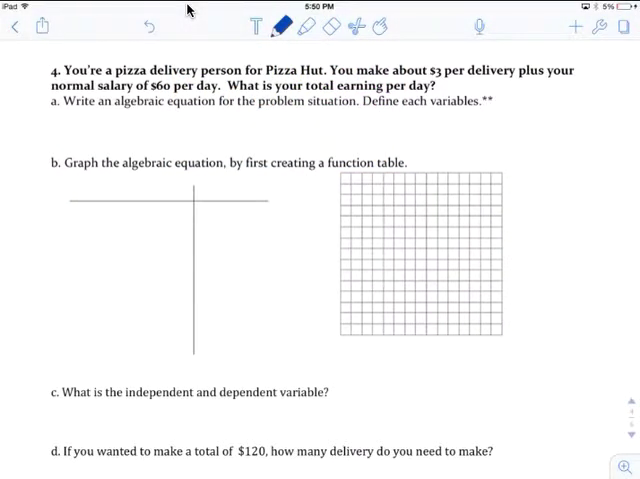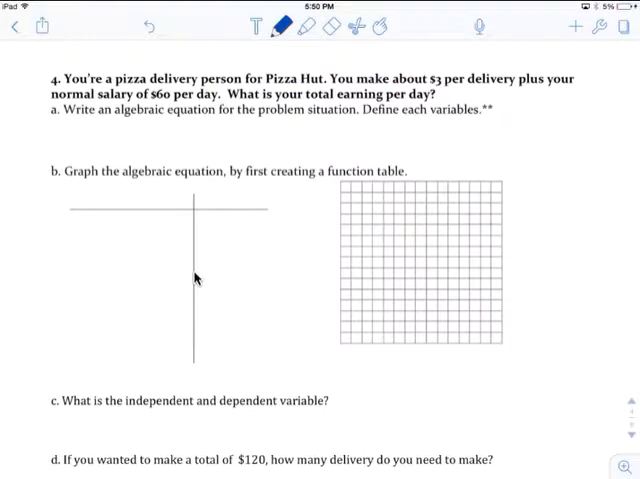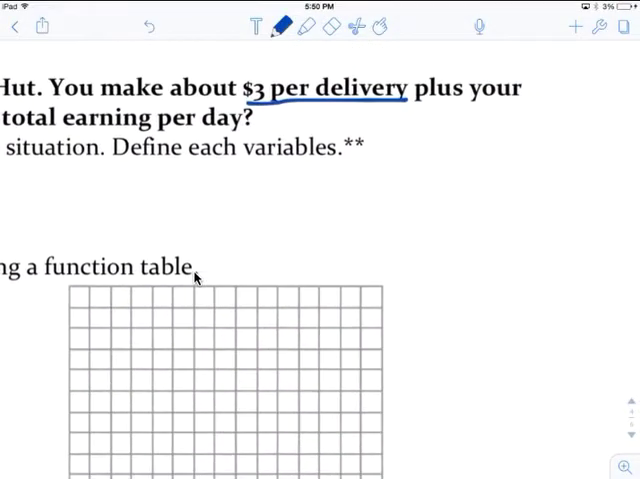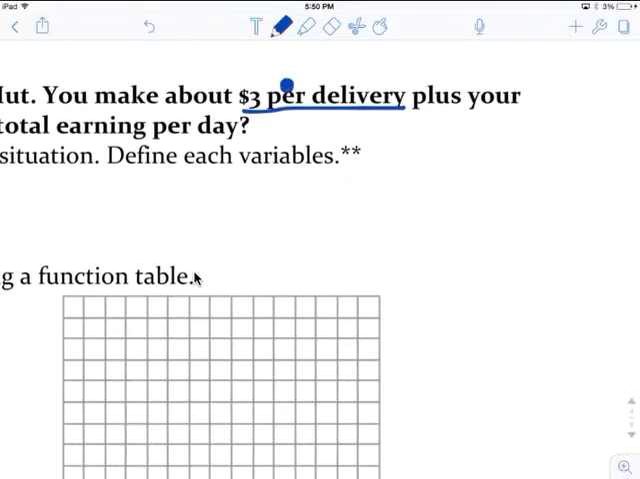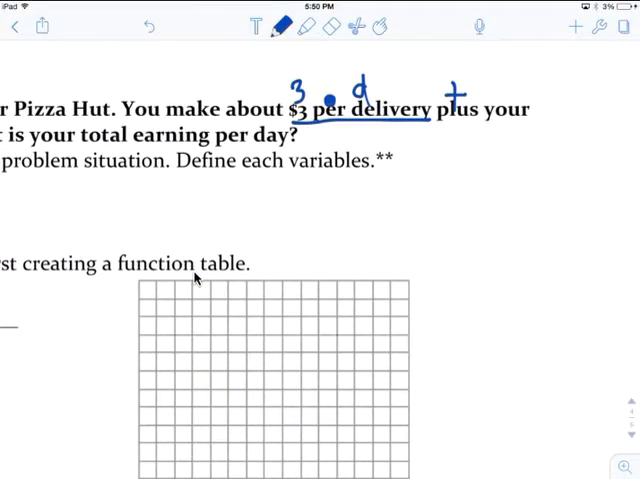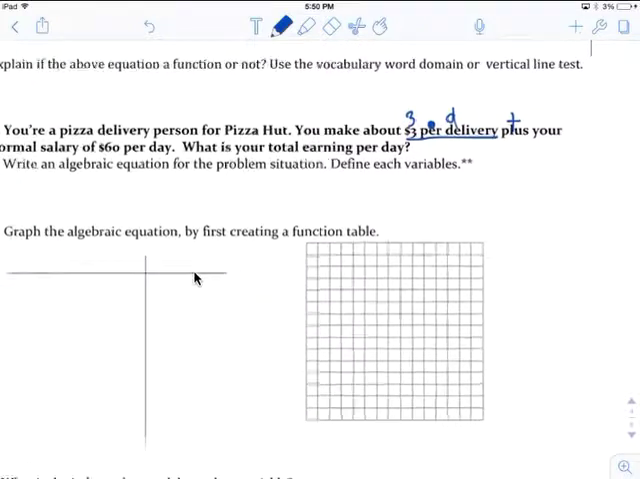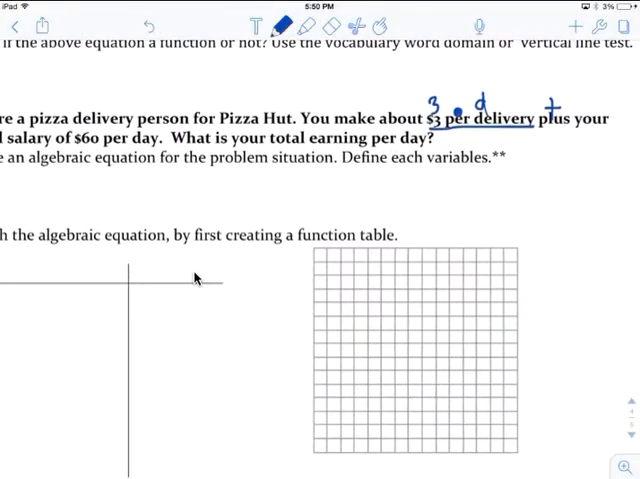Something like this will be on there. You are a pizza delivery person for Pizza Hut. You make $3 per delivery, so you make $3 times the number of deliveries you make, plus your normal salary, which is $60 per day. What is your total earning per day?